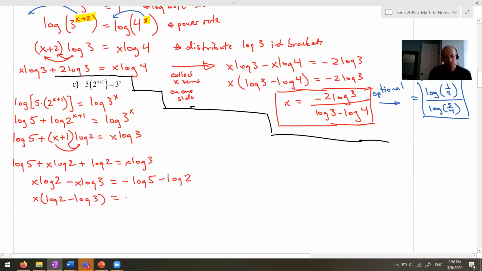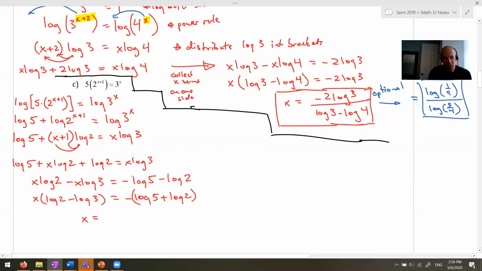I could even factor a negative sign out of that if I really wanted. In fact, I think I will. I'm just going to factor out a negative sign. And then I can get x equals negative. Well, I'm going to do 2 steps in one.